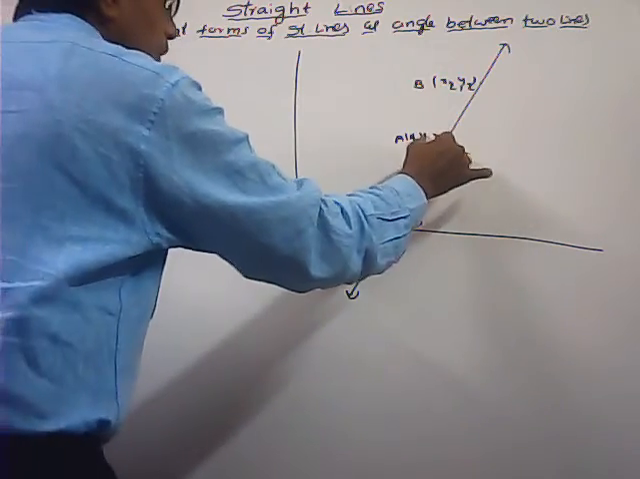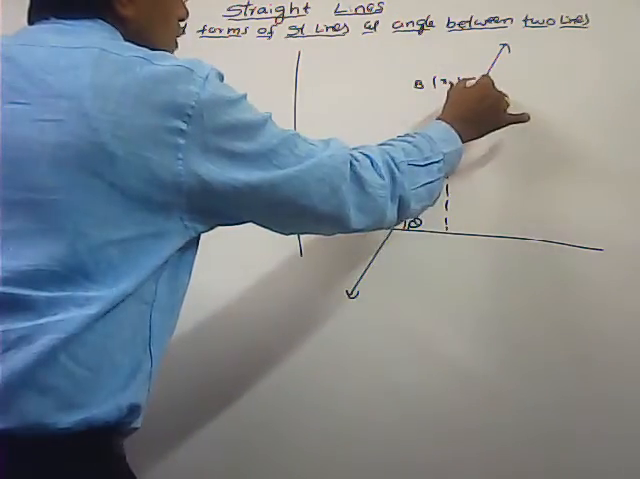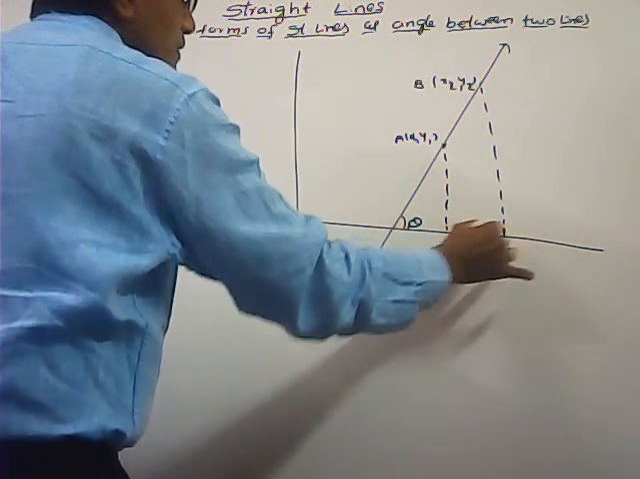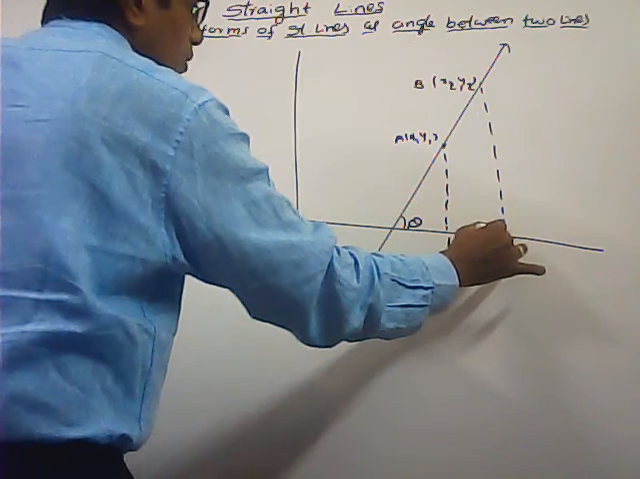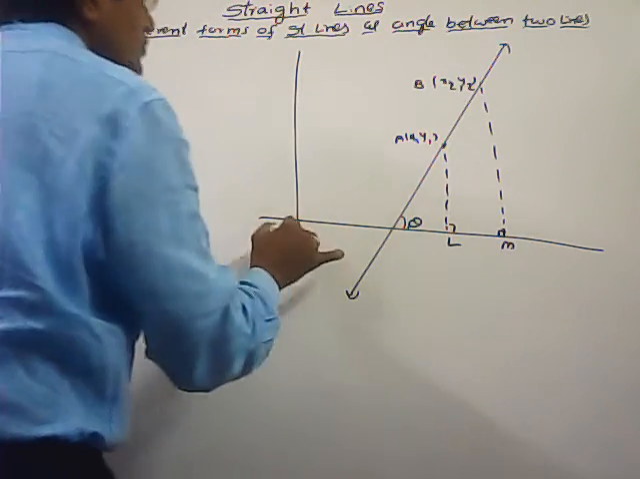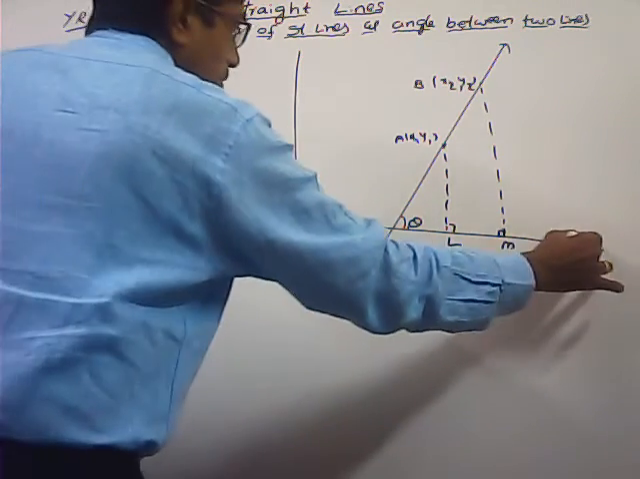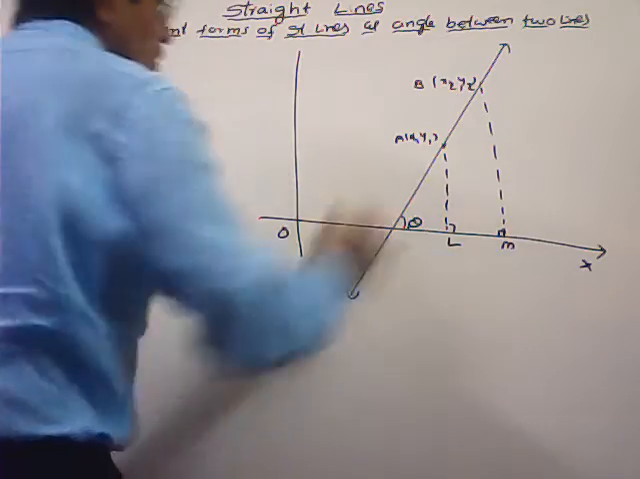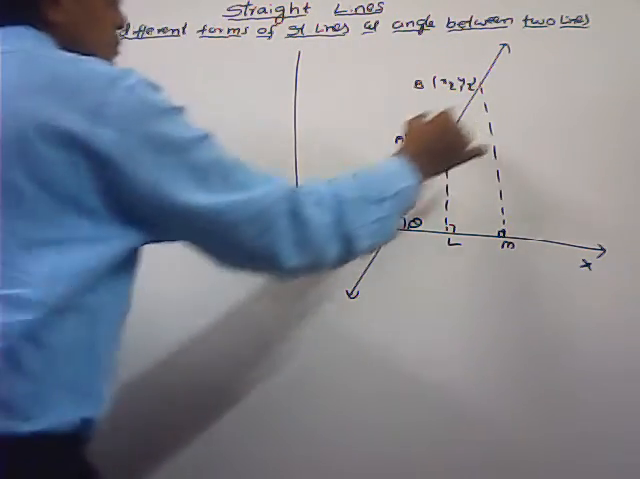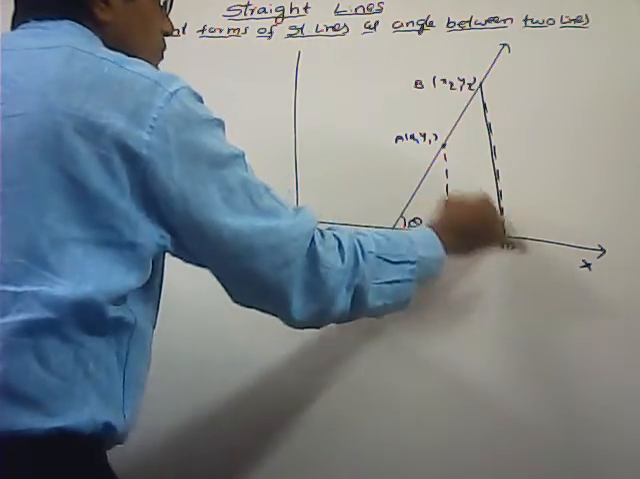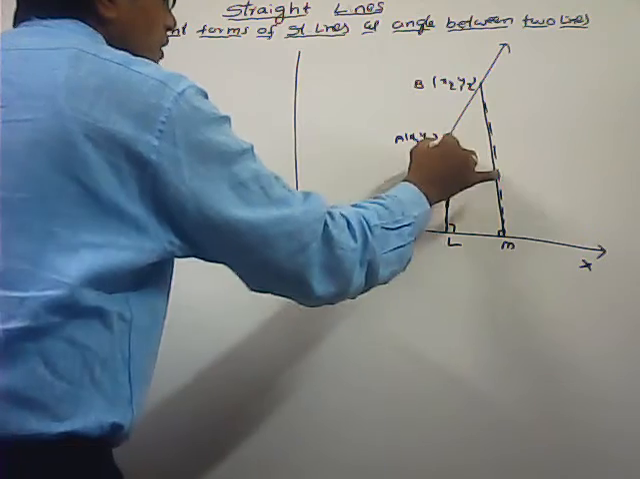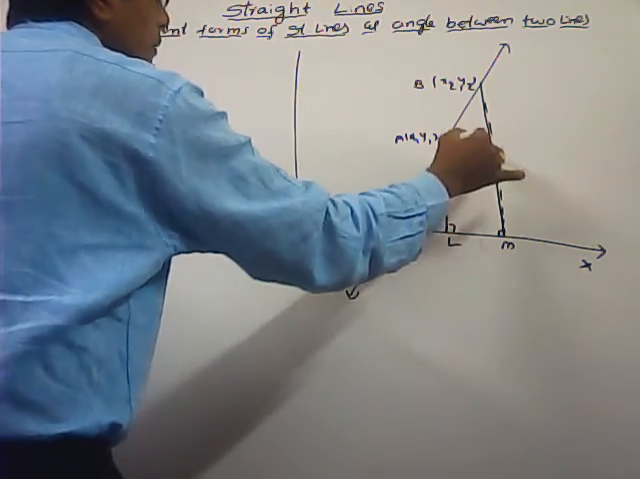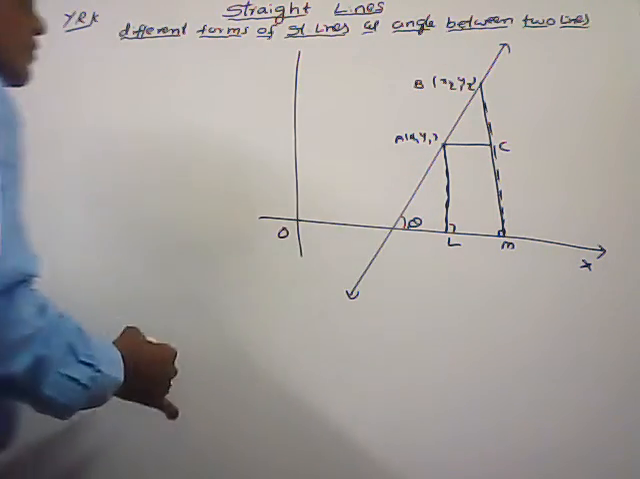Now draw the perpendiculars to x-axis. Here L and M are the foot of the perpendiculars drawn from A and B on x-axis. And from A draw the perpendicular to BM also. This point I am taking as C.